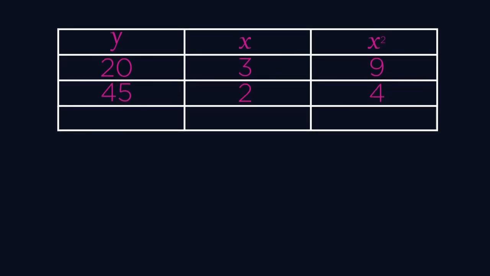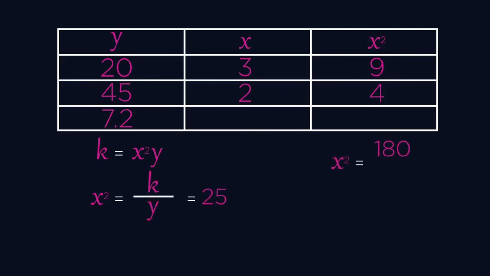We can also find values of x given y. For the same equation, find the value of x when y equals 7.2. If y equals 7.2, we need to use our equation to find x squared. We can rearrange our equation to make x squared the subject, giving us 180 divided by 7.2 equals 25 for our x squared value. We can then square root 25 to find the value of x when y equals 7.2. x equals 5.